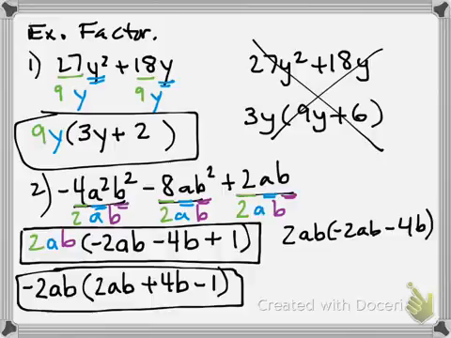Okay? So again, how can we determine that we've done the math right? We just go the reverse process and we distribute. We make sure that 2 times negative 2 is negative 4, that A times A is A squared, that B times B is B squared, that 2 times negative 4 is negative 8, that A times nothing is A, B times B is B squared, that 2 times 1 is 2, and A times 1 is A, and B times 1 is B. And that's it.